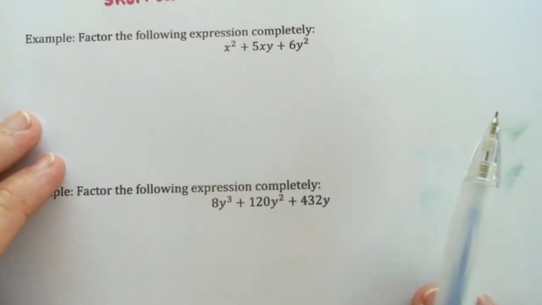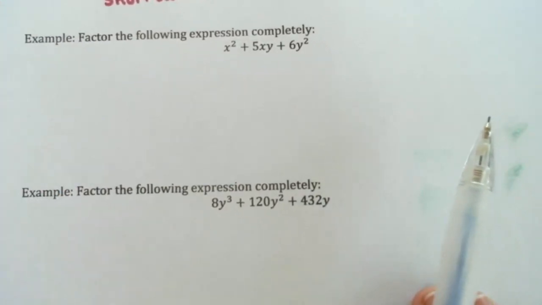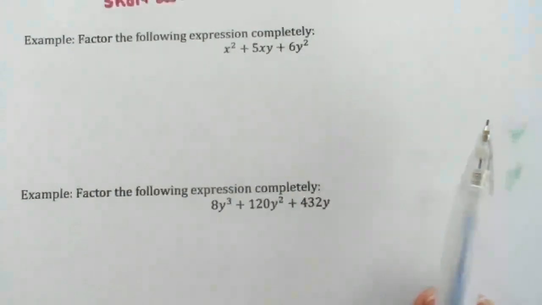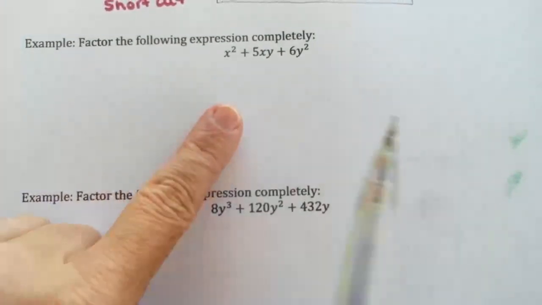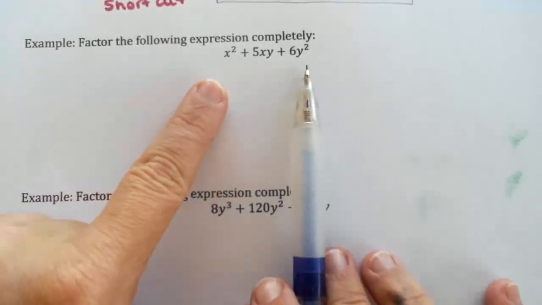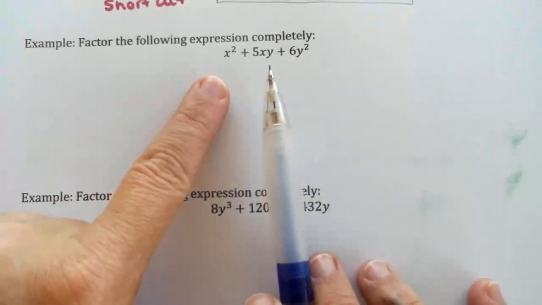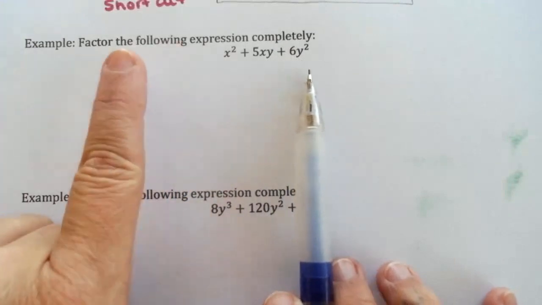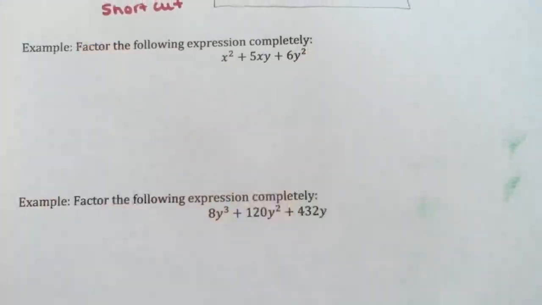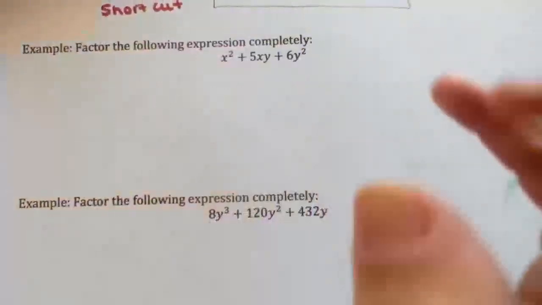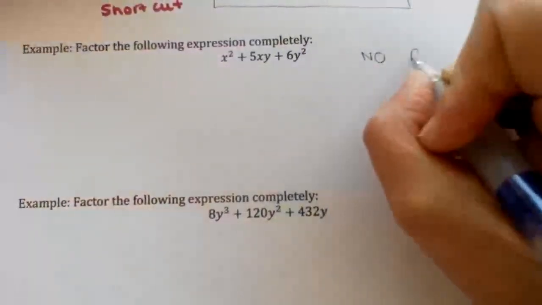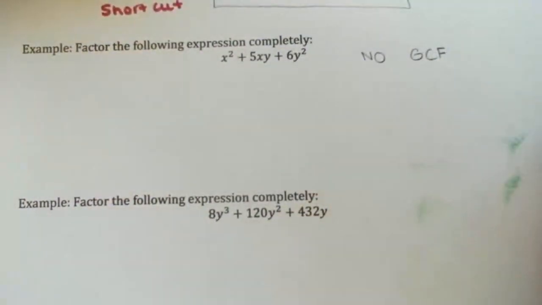All right, these last two were kind of tricky. So I want to go back to our factor by grouping because it's kind of hard to use our shortcut for this one, because we have multiple variables going on. So if we have x squared plus 5xy plus 6y squared, it says factor. So our first step in factoring, no matter what, is GCF, but there's nothing that x squared plus 5xy plus 6y squared have in common to factor out. So no GCF.